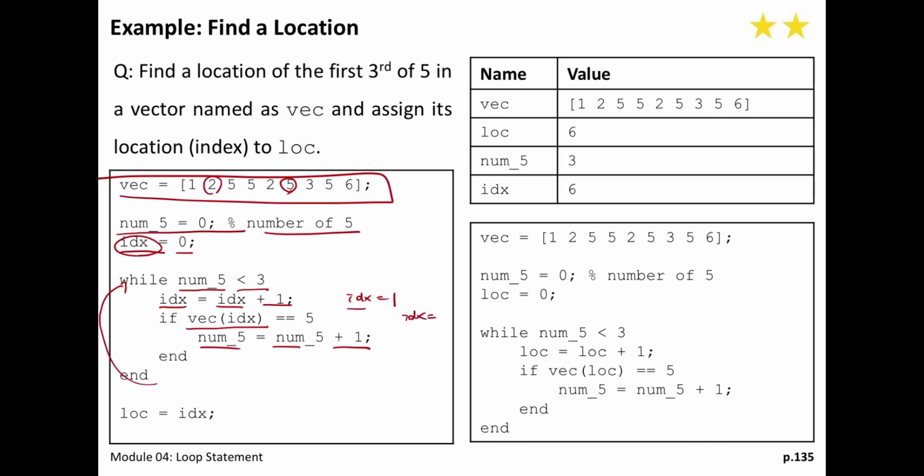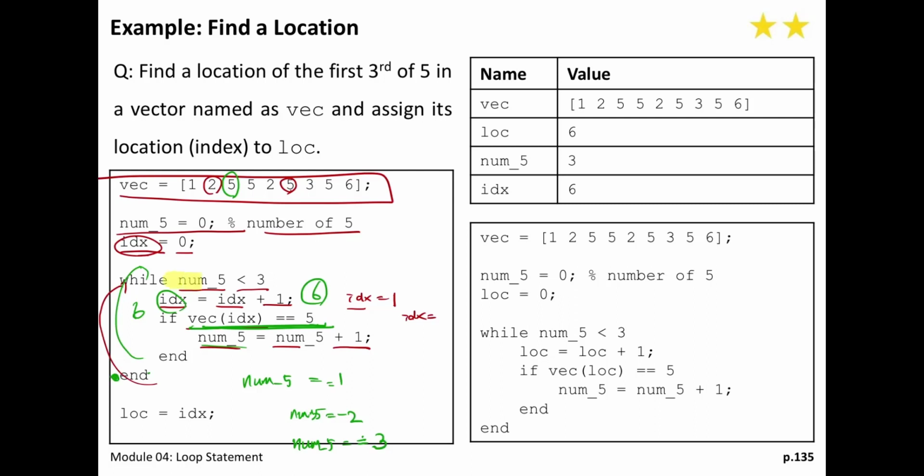Varying this one. If index is 3, that condition statement is true. Num5 becomes 1. Go up. Index is 4. This condition statement is true. Num5 becomes 2. Then go up and index becomes 6. Index becomes 6. This is true, and num5 becomes 3.